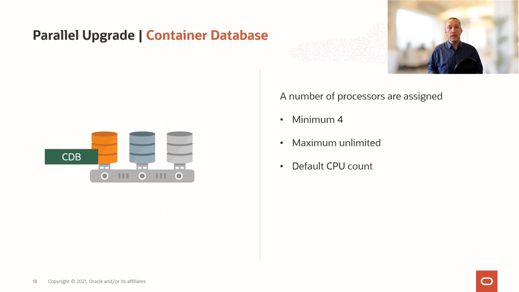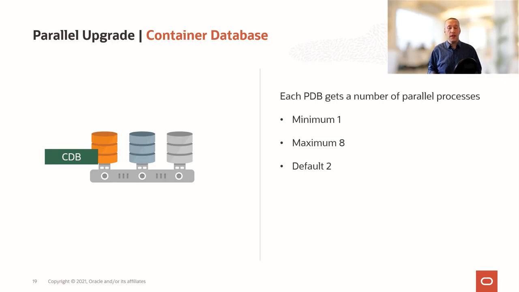When you upgrade a container database, the parallel upgrade assigns a number of parallel processes that are used for the entire upgrade of all the containers. The default is your CPU count, but if you want, you can actually change the number all the way up to, well, it's actually unlimited. So you can actually overload your upgrade by using more parallel processes than you have CPUs in your system. In the following example, I'll be using a total of 4 parallel processes, which is similar to starting dbupgrade with the lowercase n option set to 4.